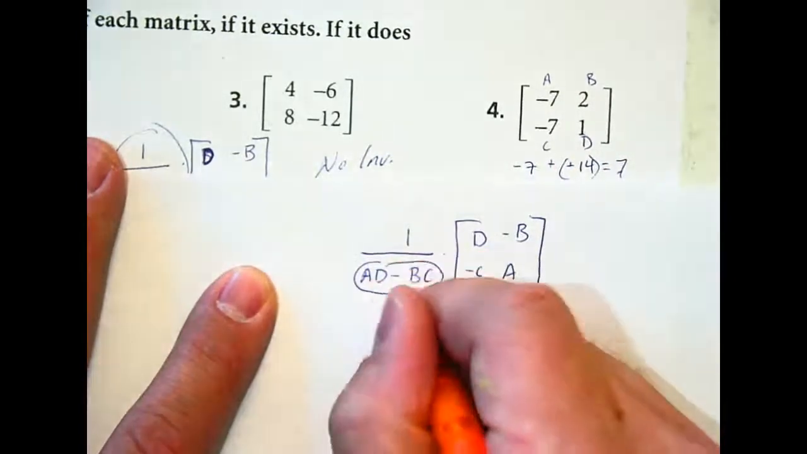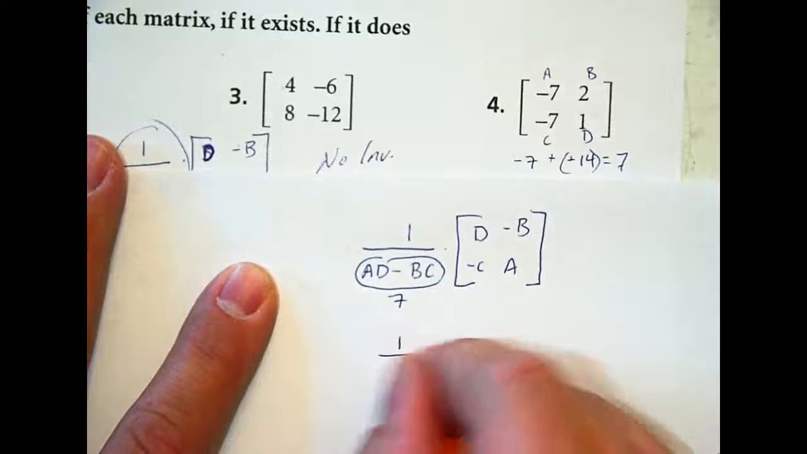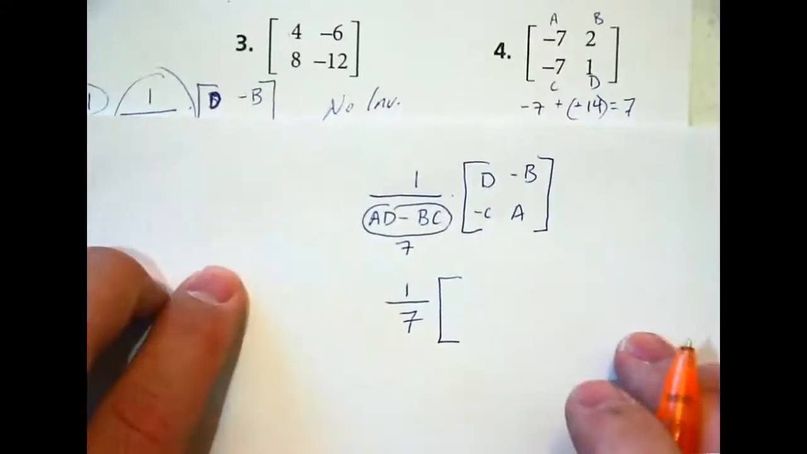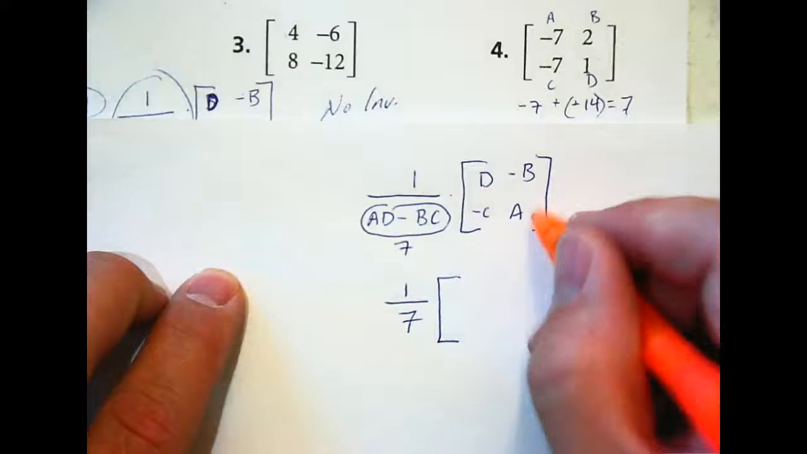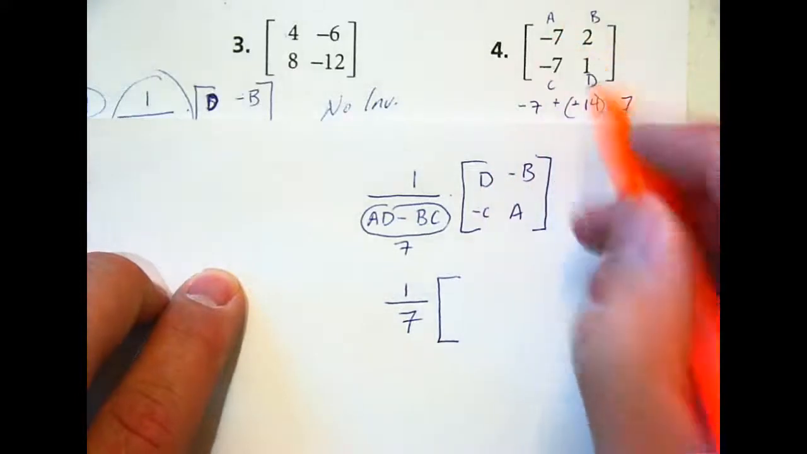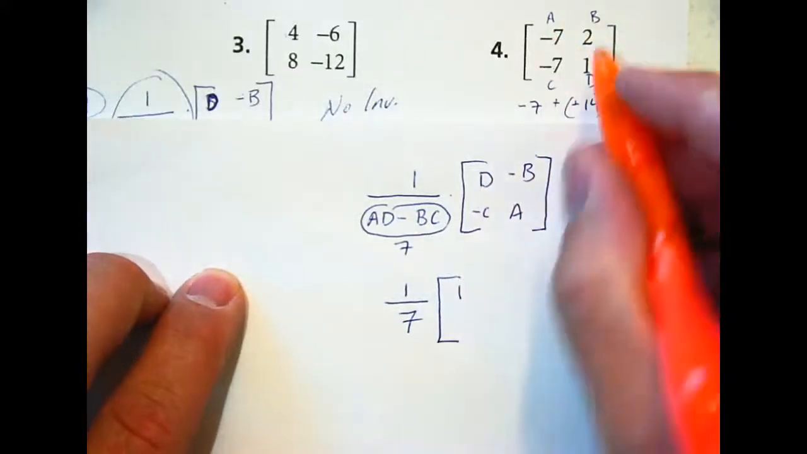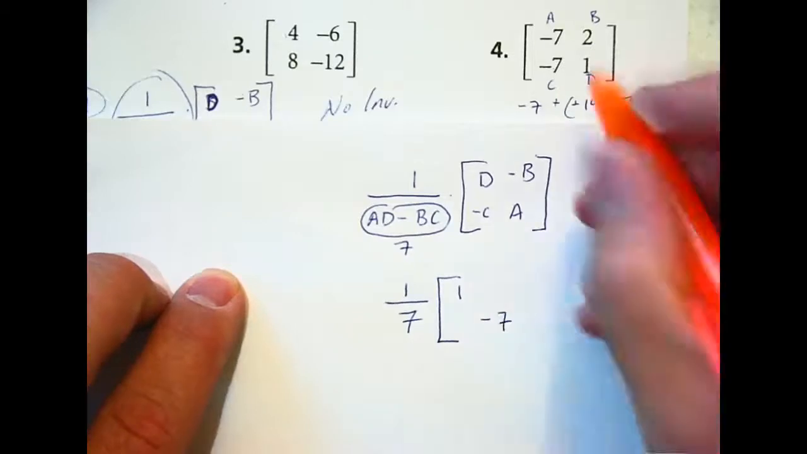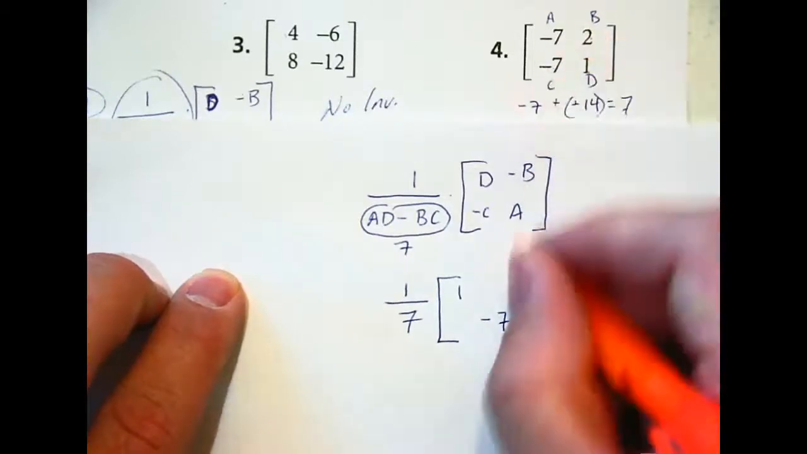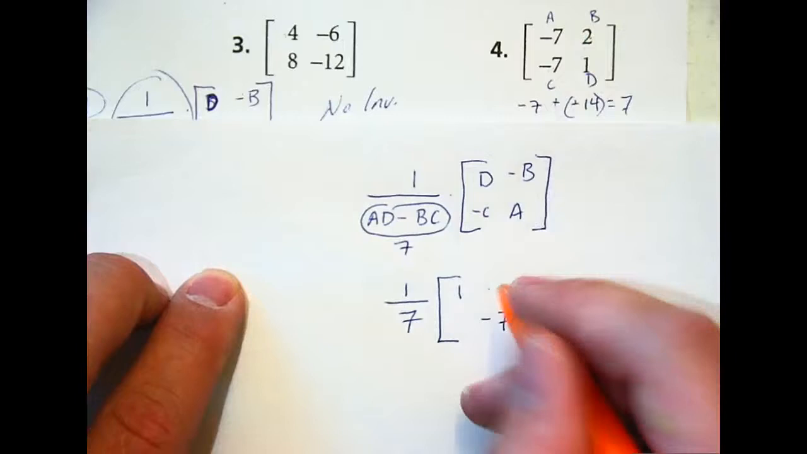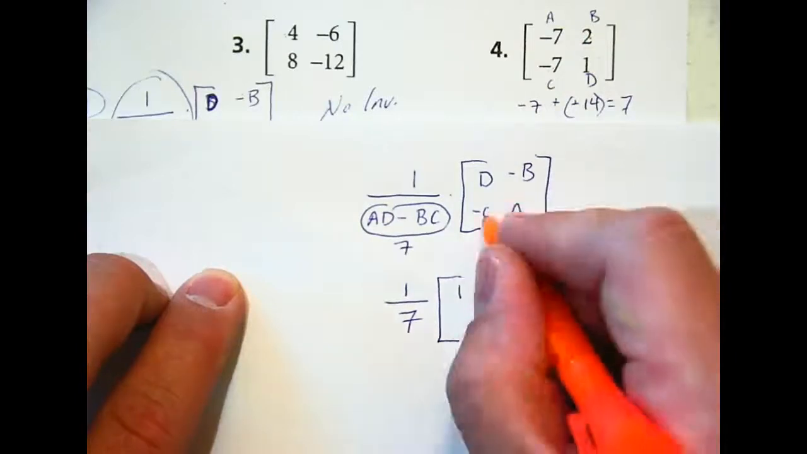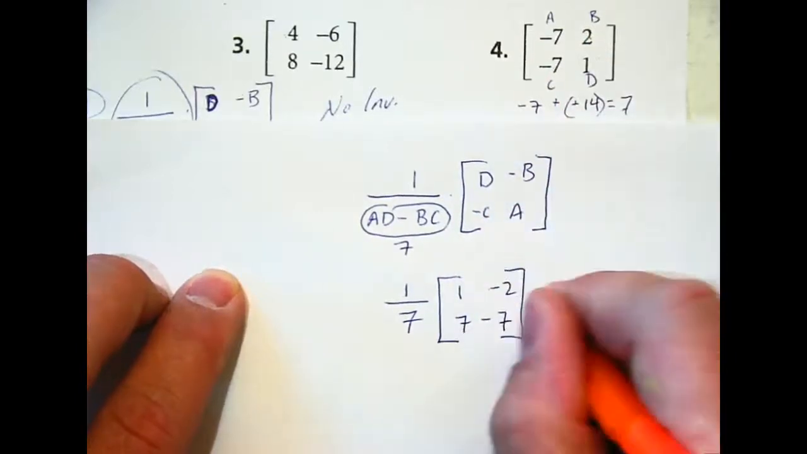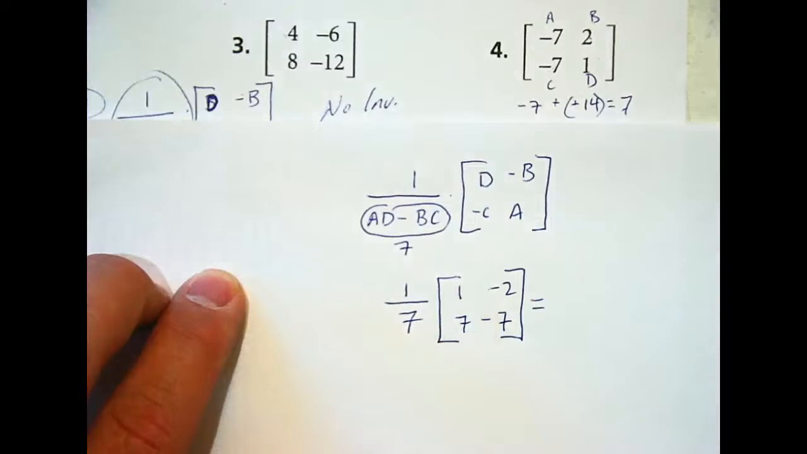So we now have 1 over 7 times the jumbled up matrix. When we jumble it up, A and D switch spots. So D is 1, it goes up there. A is negative 7, it's now down here. B and C flip signs. So that was positive, it's now negative. That was negative, it's now positive. The way you find your inverse is using scalar multiplication, hopefully without a calculator.